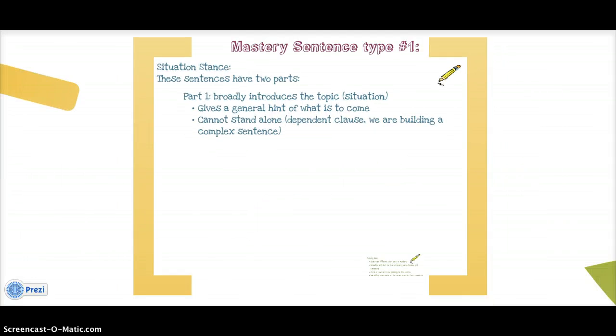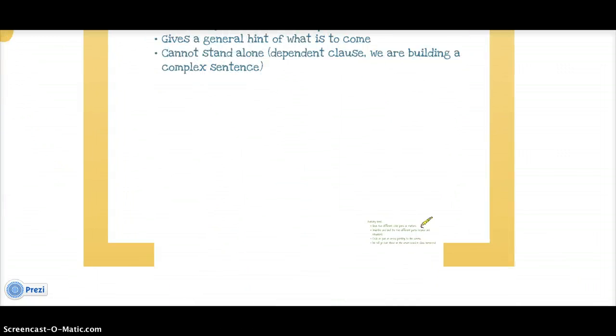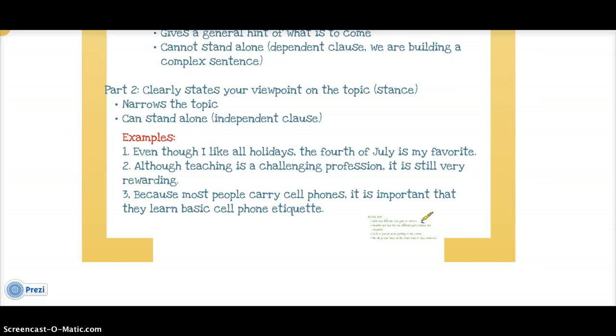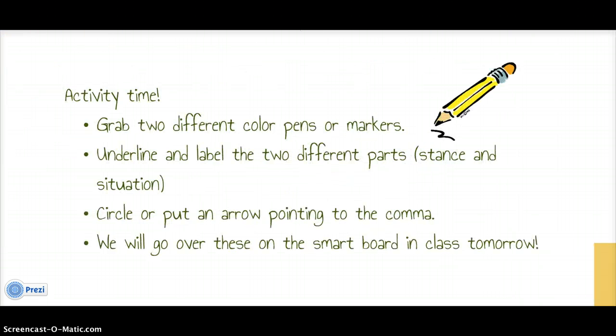The second part of the sentence is your actual viewpoint or your opinion on the topic. It's going to narrow the topic and it can stand alone. In fact, it's going to sound a lot like a simple or a declarative sentence. Let's look at some examples. "Even though I like all holidays, the 4th of July is my favorite." Second example. "Although teaching is a challenging profession, it is still very rewarding." True story. And the third one, "Because most people carry cell phones, it is important that they learn basic cell phone etiquette."